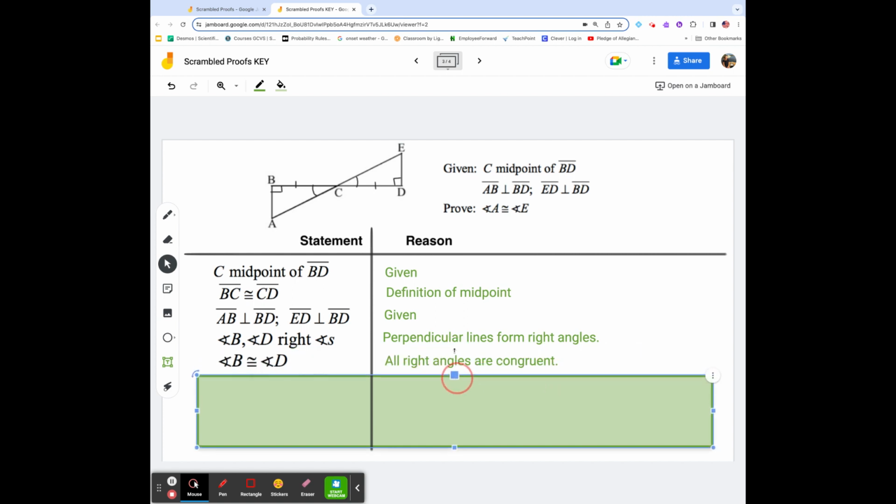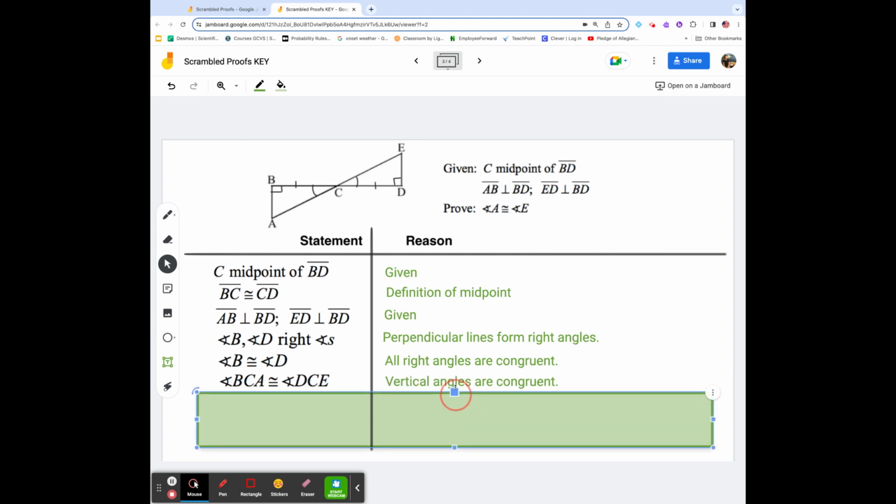The next thing that I want to point out is that angle B and angle D must be congruent by the right angle theorem, that all right angles are congruent. Next, we can talk about these vertical angles. I happened to notice when I was marking up my diagram that these are vertical angles. Now let's mention it in our proof that angle BCA is congruent to angle DCE because vertical angles are congruent.